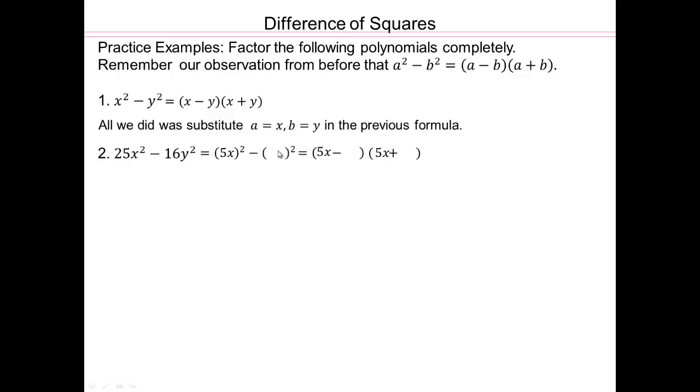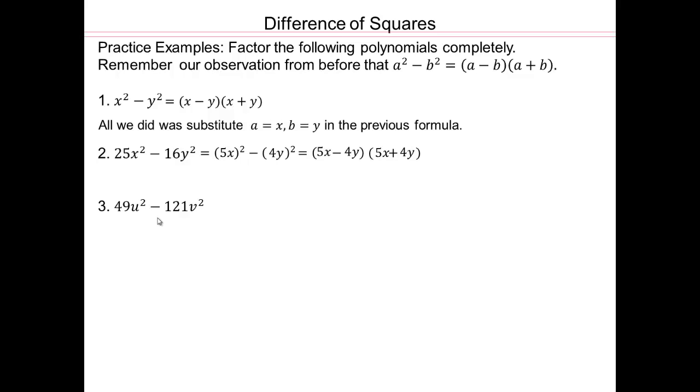What's going to go in here? 16. Whose square is 16? That will be 4, right? So 4y goes there, because y squared is gotten by putting y here and then squaring it. So 4 squared is 16, y squared is y squared. And so 4y will go in the second spot here. Can you see? So the A is now 5x and the B is now 4y. So it's a substitution, really. Go ahead and do the next one on your own.